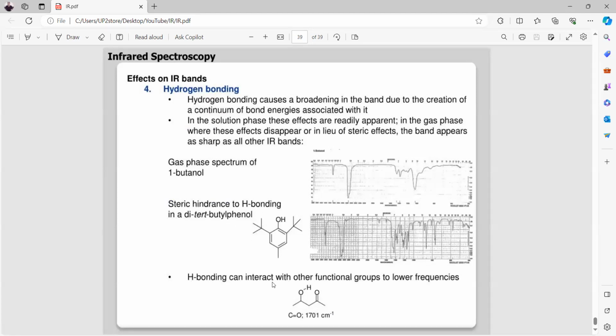A hydrogen bond can interact with another functional group to lower the frequency, as you can see in this example. Here we have OH, and the hydrogen atom interacts with the oxygen of the carbonyl group by hydrogen bonding. So the carbonyl group has a wave number of 1701.